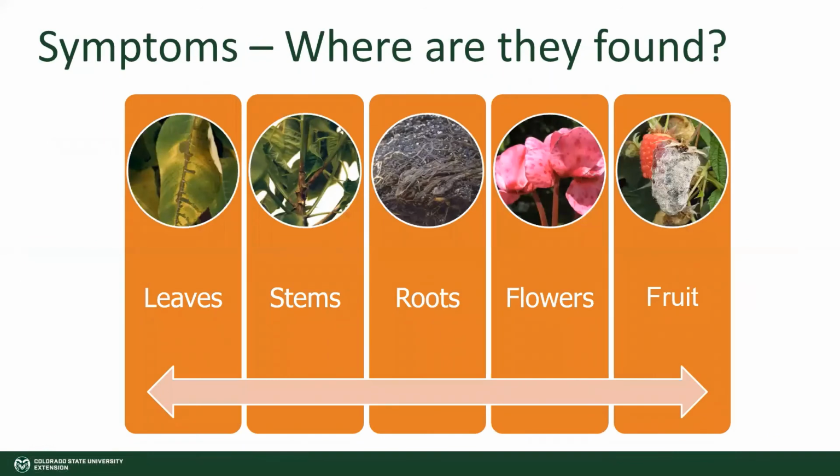Symptoms can be found anywhere within the plant. They can be found on the leaves, on the stems, on the roots, flowers, fruit. So it can affect any part of the plant, and that's when you should start considering: what part of the plant am I seeing? I start seeing it on the fruit, but I could also see it on the leaf or on the stems, and even on the roots if you pull them out.